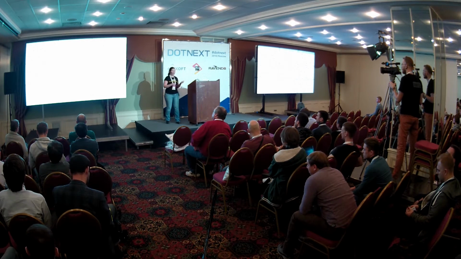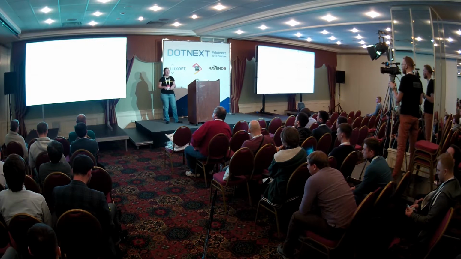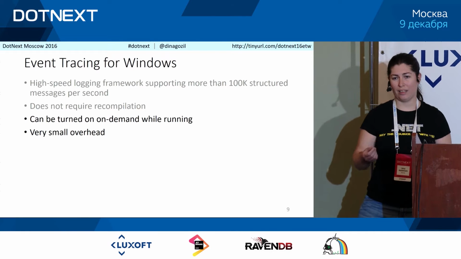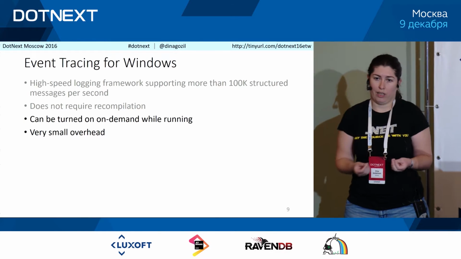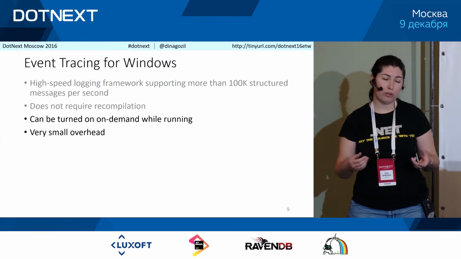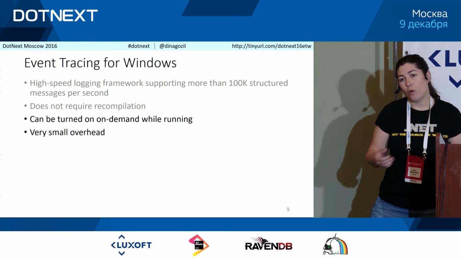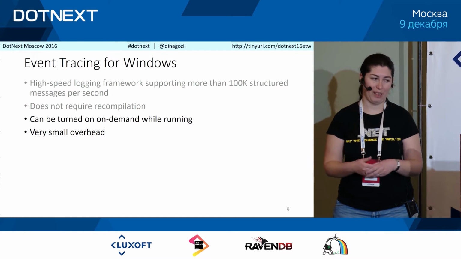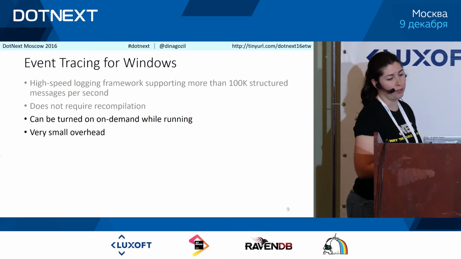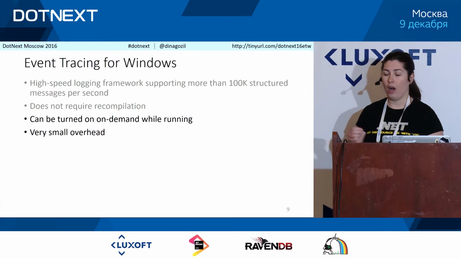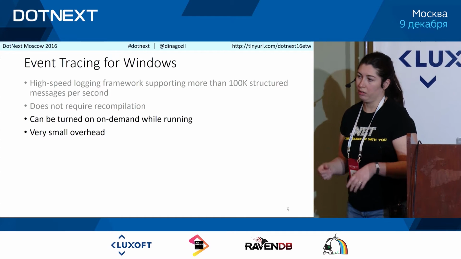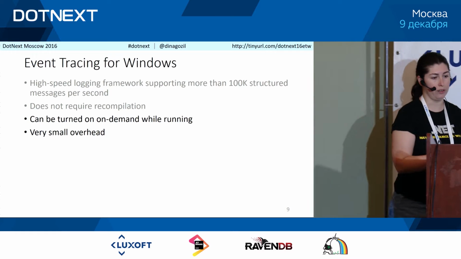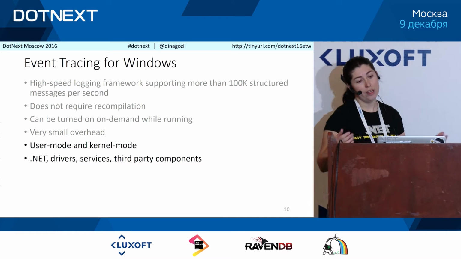So, for example, if it's turned off, the cost is a few cycles per log message, which is like really nothing. And if you do turn on the logging, then of course the overhead depends on the amount of data that you want to emit. So that kind of depends on you. And of course, I forgot to say, it can be turned on and off on demand while your application is running. So you don't have to recompile your application, and you don't have to start it again in order to get the monitoring.